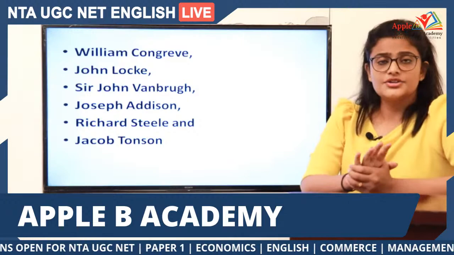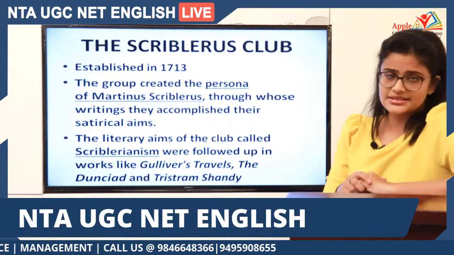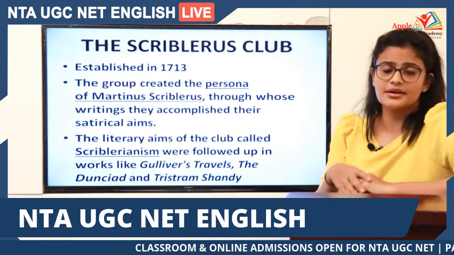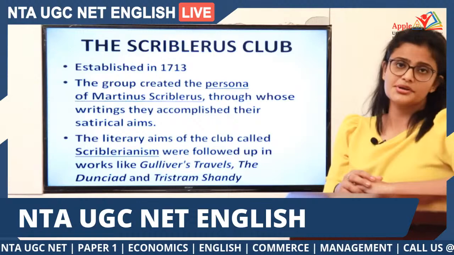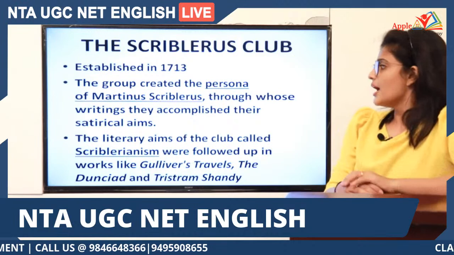And the next club is the Scriblerus Club. It was established in 1713. The Scriblerus Club is also an important club because it included many important writers of that time, especially Jonathan Swift. The group created the persona of Martinus Scriblerus, through whose writings they accomplished their satirical aim. They created this persona, and it is through this character that they often shot their satirical bombs or satirical guns.